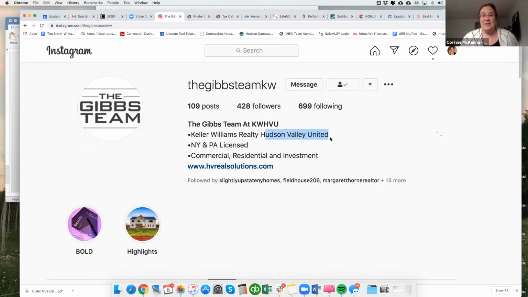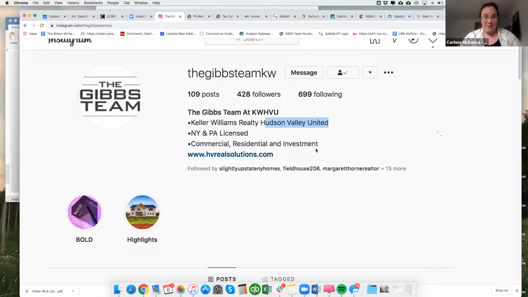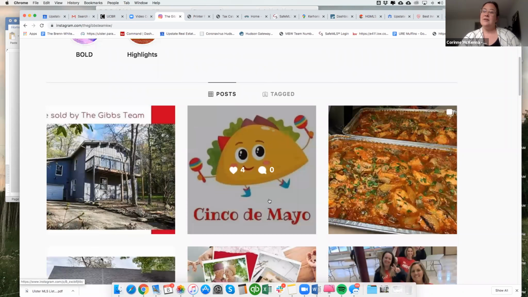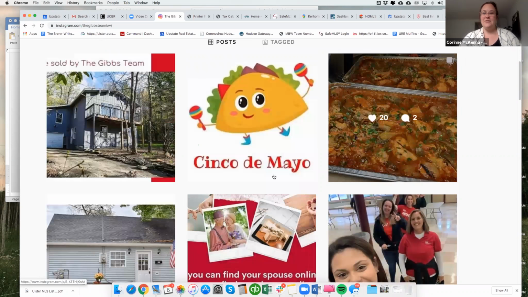So think about the top of the fold in a post. We're supposed to be talking only about posts here, but I'll mention briefly it's the same thing with your page. If somebody goes to your page, you want them to right away know where you work, what you do, and what your vibe is. My vibe here is that this is a very serious site, they're NY and PA licensed, not funsters. And then I get down here and I'm like, oh, Cinco de Mayo, that's cute. And then there's some delicious food thing.